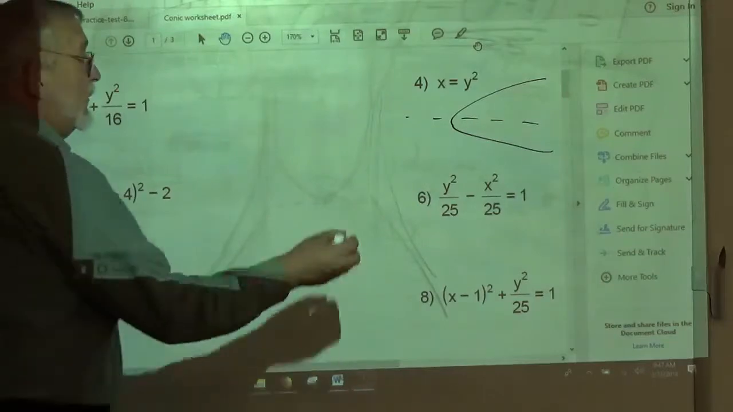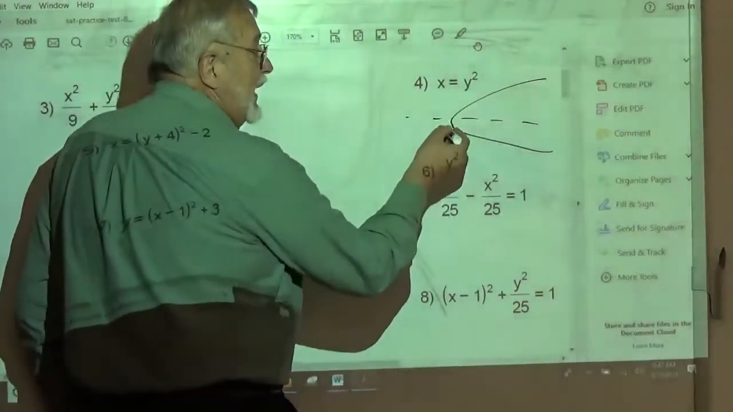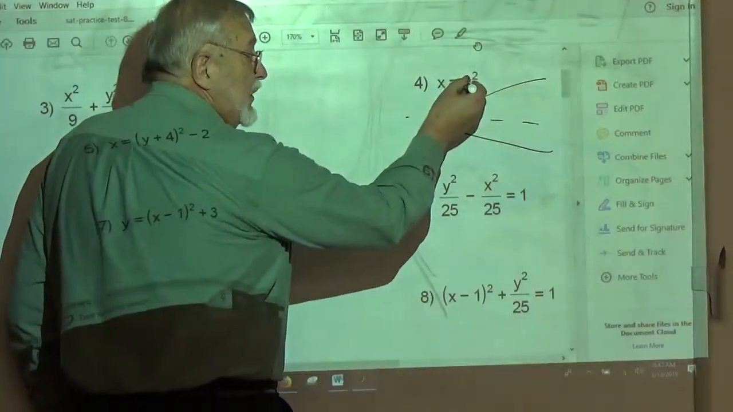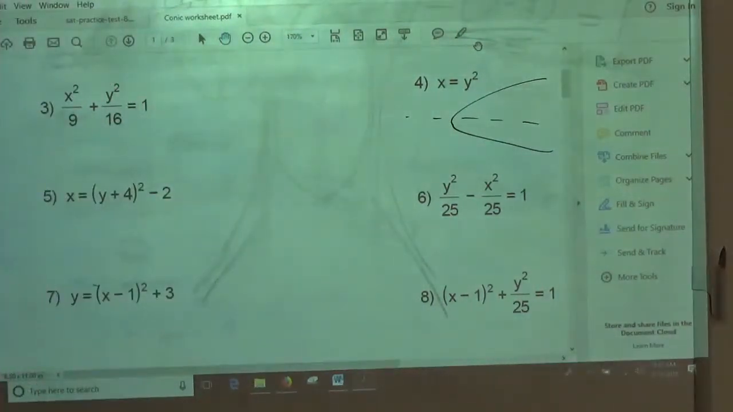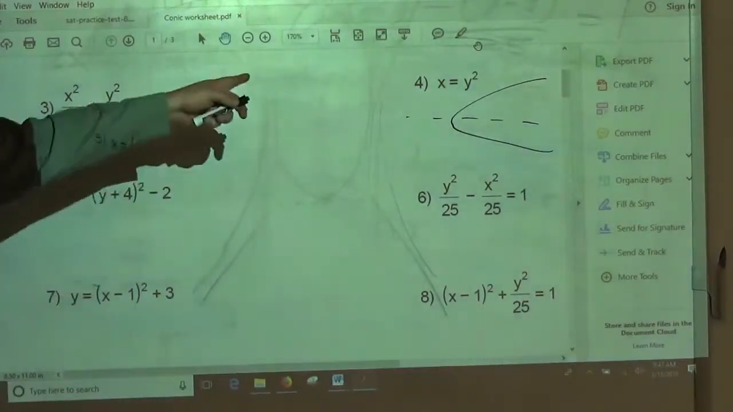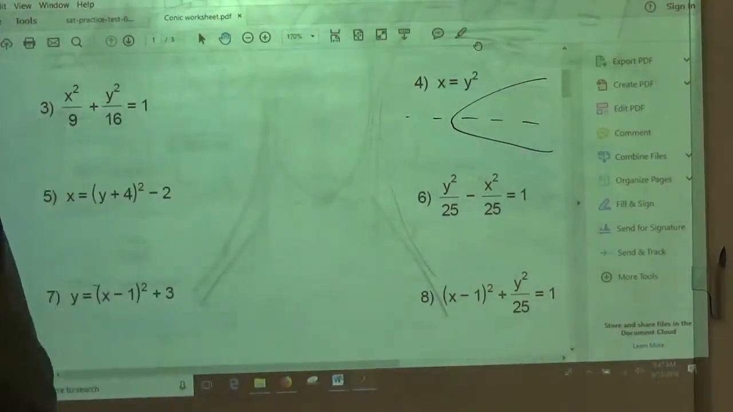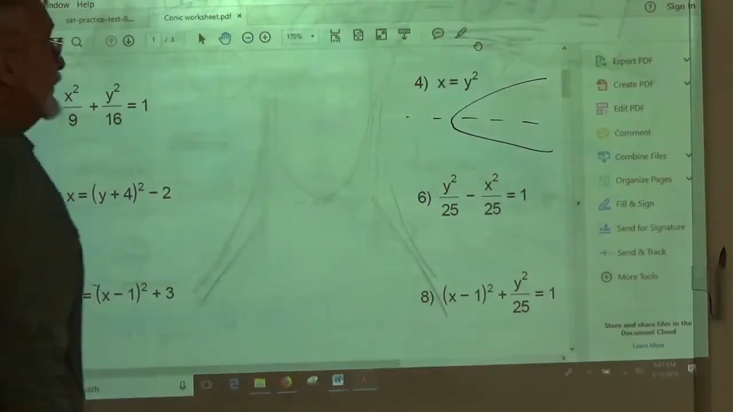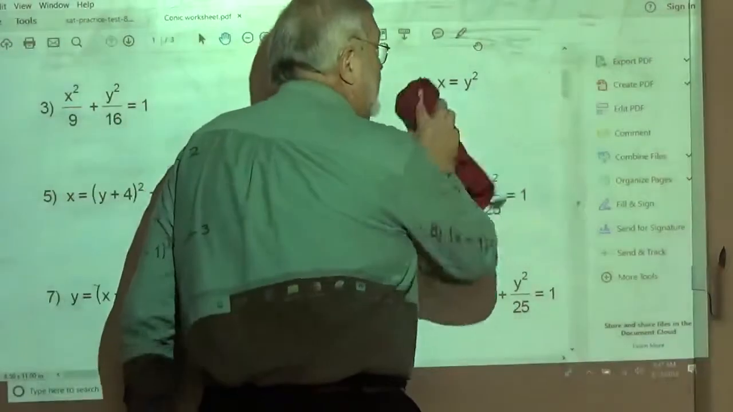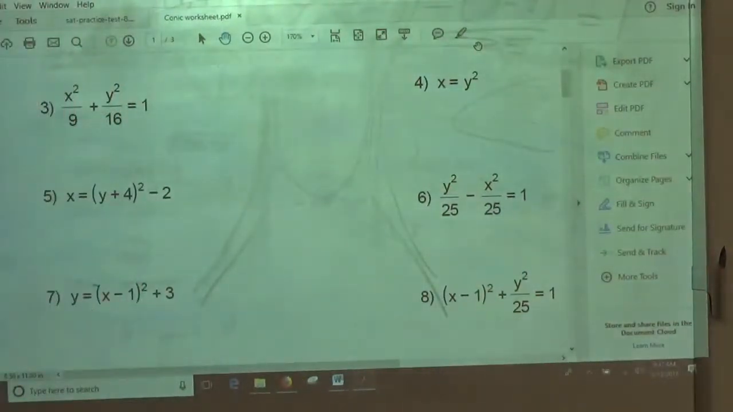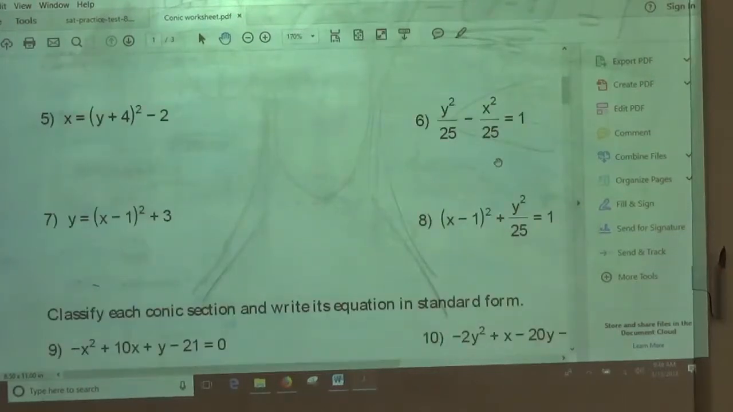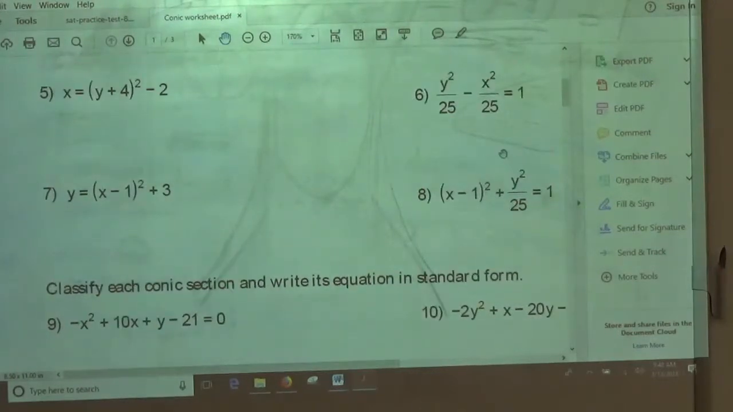Alright? Had one or the other been negative, and you ended up with the negative sign, it would have opened in the negative direction if the y squared was negative and the x was positive. Okay? And again, because there's no other numbers, the center point is 0, 0. The vertex of that parabola is 0, 0. Okay, now number 5. What do you see?